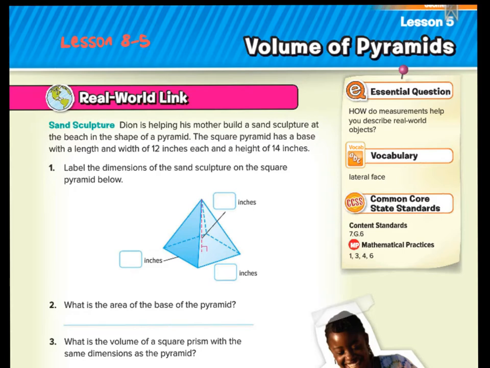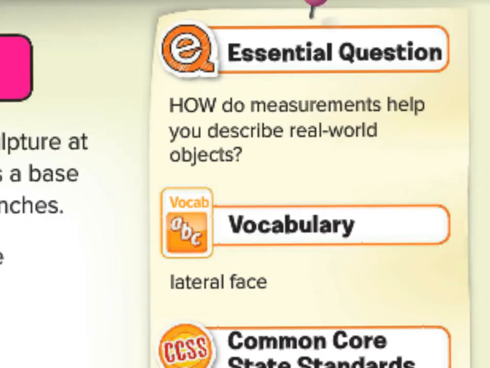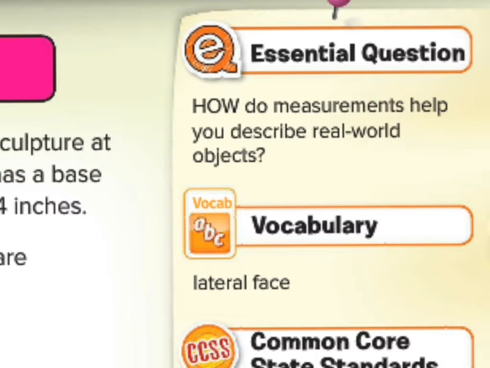Hello everyone, welcome to lesson 8-5, volume of pyramids. We will continue to address how measurements help us describe real-world objects, and for our vocabulary we're going to look at lateral face.